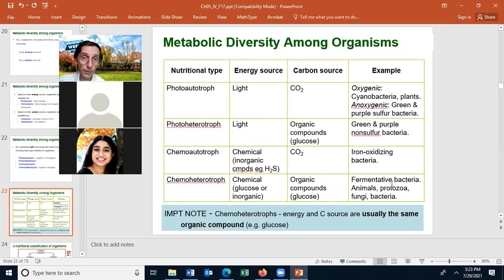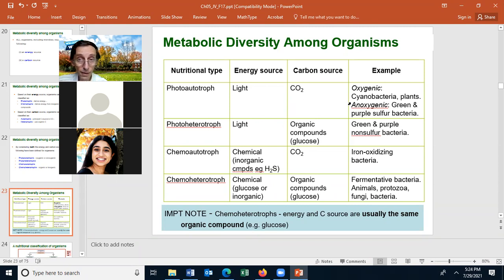So let's look at these four in a little more detail. The photoautotrophs get their energy source from light. They get their carbon source from CO2. That's why they're a phototroph and an autotroph, and we call them photoautotrophs. There are two types. We'll talk just briefly about that. There are the oxygenic photoautotrophs, and they produce oxygen in photosynthesis. There's the anoxygenic, and they do not produce oxygen, and they are still photoautotrophs.